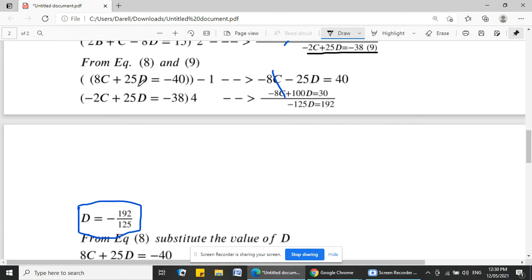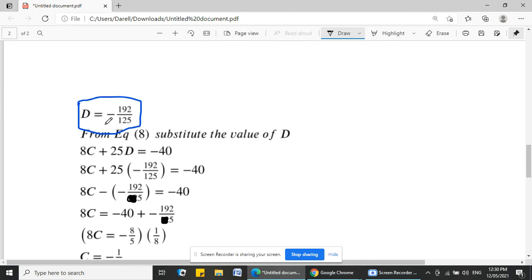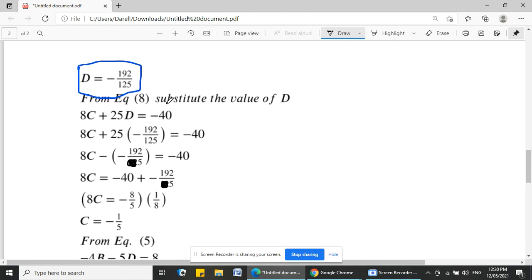Now, from equation 8 and 9, 8c plus 12d is equals to negative 40, negative 2c plus 25d is equals to negative 38. Para makancel ang c, i-multiplyan ako ang equation 8 by negative 1 and 4 sa equation 9. So, ang mabilin is negative 25d equals 192. So, unsa tayo value sa d? D is equals to negative 192 over 125.